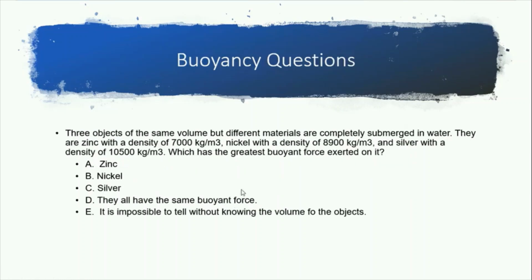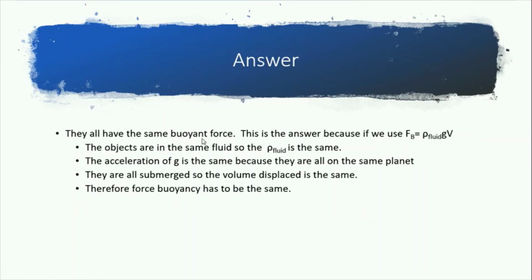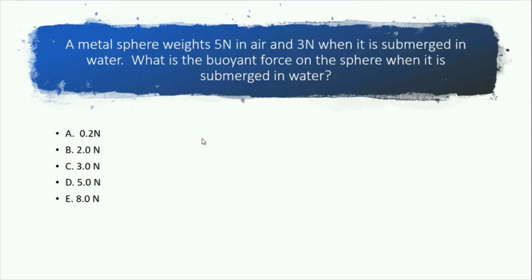If you go back and look at the problem, they give you a bunch of numbers. But if you read the very first part where it said three objects of the same volume, that's your key phrase. So that's something to look for as you're reading through the question. All right, same thing here: pause the video, take a look at it, and then come back and we'll discuss it.